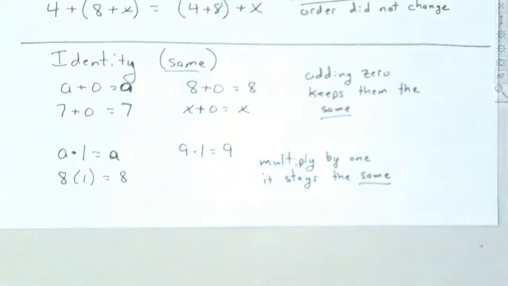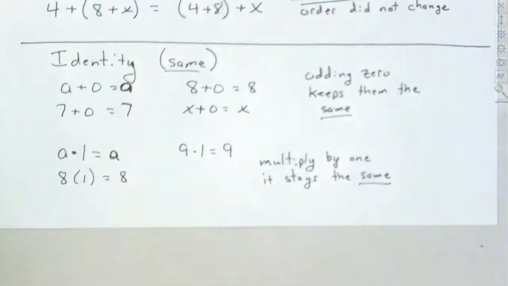So your additive identity is 0, because when you add 0 to any number, it stays exactly the same. When we multiply by 1, that's your multiplicative identity. And when you multiply by 1, what happens with it? It stays the same as well. Okay?